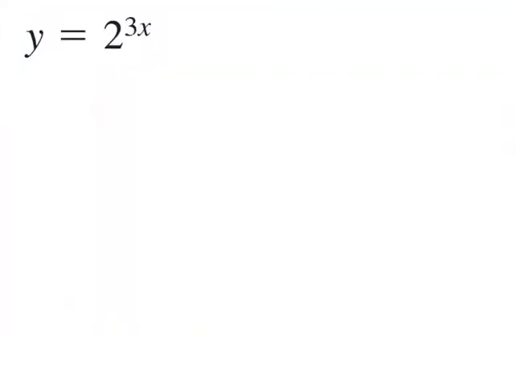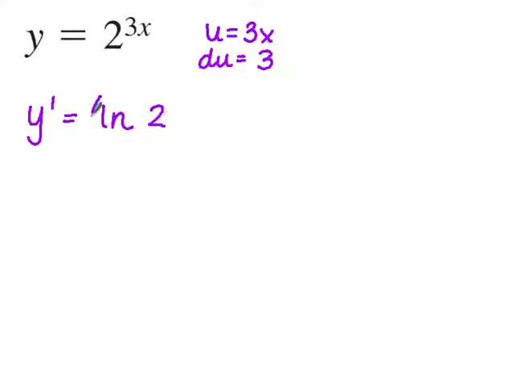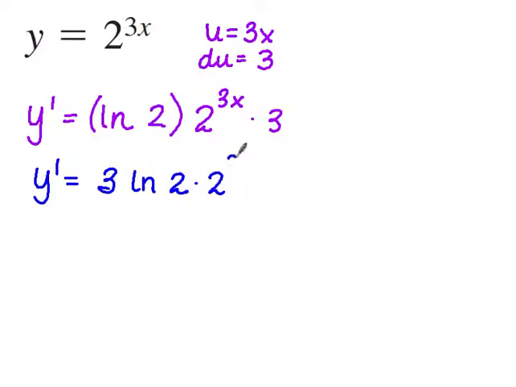Okay, let's look at this one: 2 to the 3x power. This is the one where you're going to have to use the a to the u formula. I know that u in this case will be 3x, and du is 3. So the derivative is going to be the natural log of the base, so the natural log of 2, and then 2 to the 3x power, and then I need to multiply by 3. My final answer, arranged a little differently, will be y prime equals 3 ln of 2 times 2 to the 3x power. You could put parentheses around it if you wanted, but that will be your final answer.